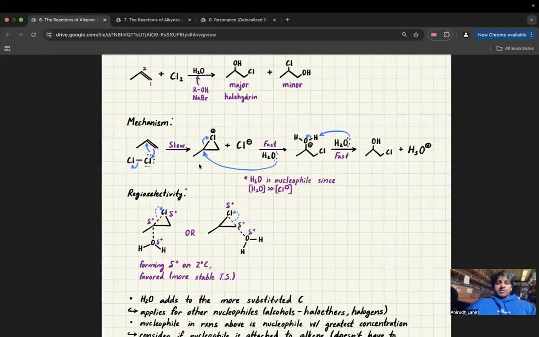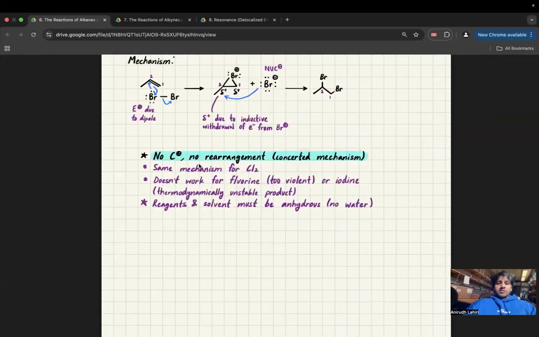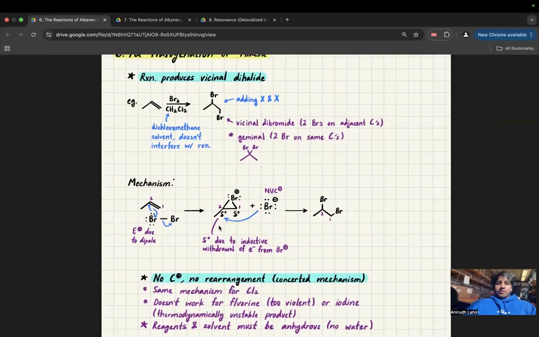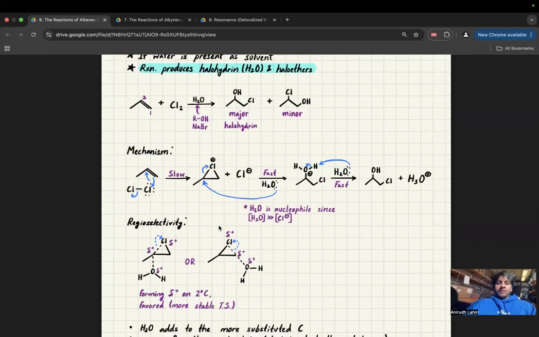So the first step of this is the exact same thing as the earlier one, right? So this, I said, has to happen without water. This is what happens when you do have water, right? So it's the exact same thing. The only difference is that we attach the water here instead of adding a Cl.